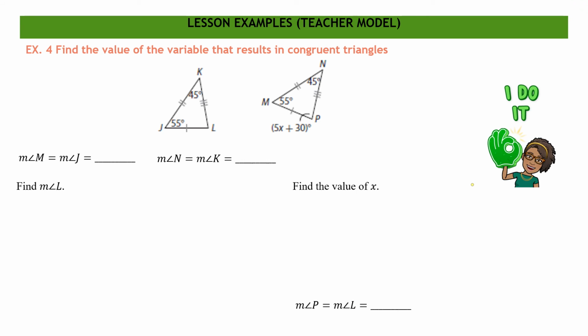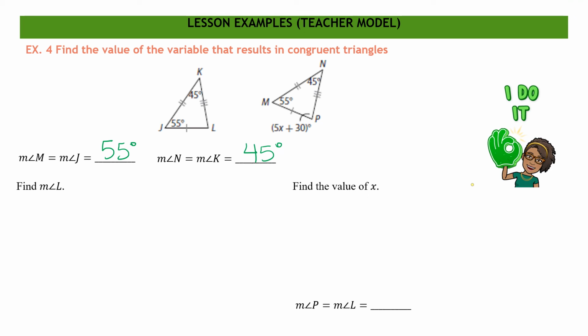And let's look at our last example. Example 4 says find the value of the variable that results in congruent triangles. So they are telling us that the measure of angle M is equal to the measure of angle J. So let's look at M and J, and we see in fact they are equal because they are both 55 degrees. And then it tells us that the measure of angle N is equal to the measure of angle K, and we see that is also true because they are both 45 degrees.